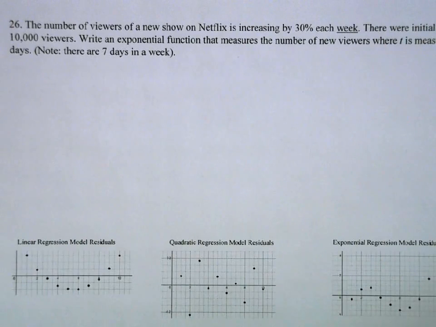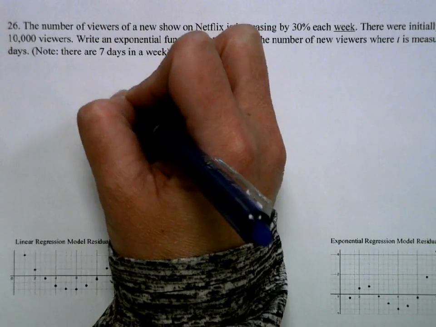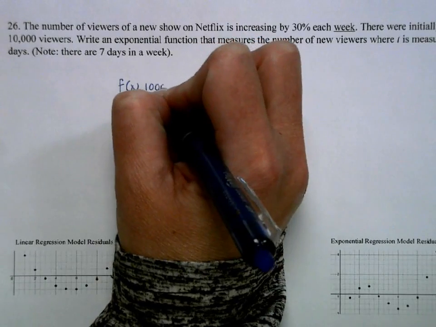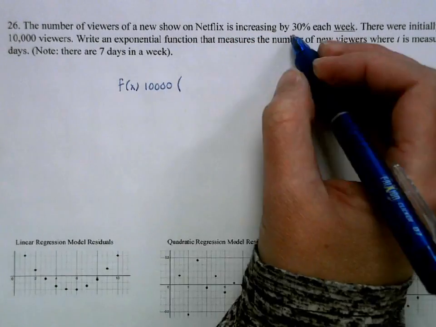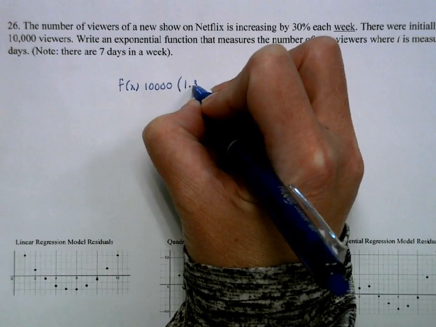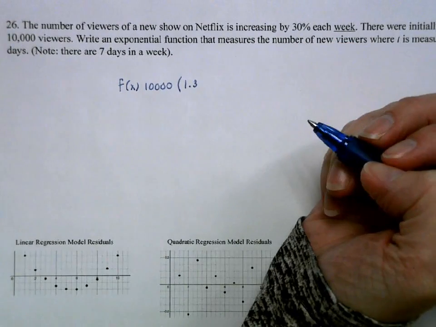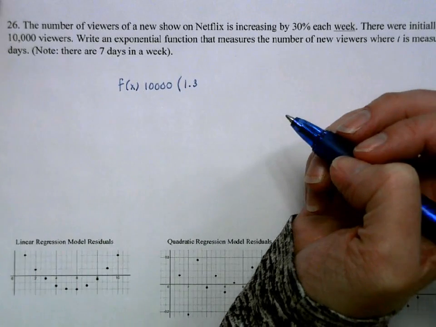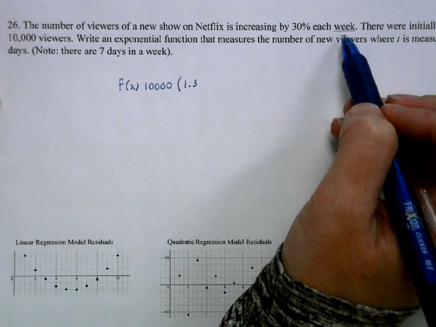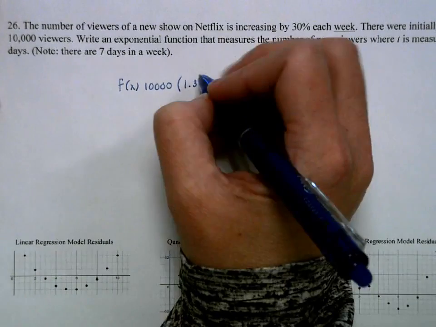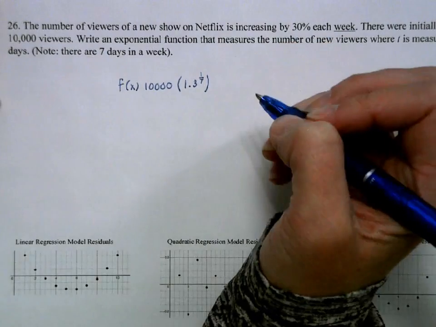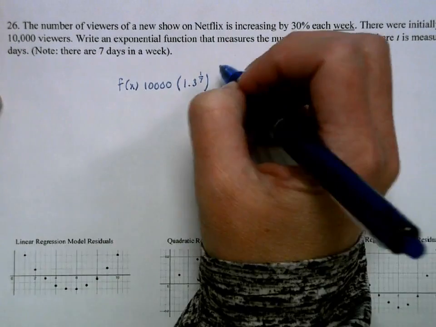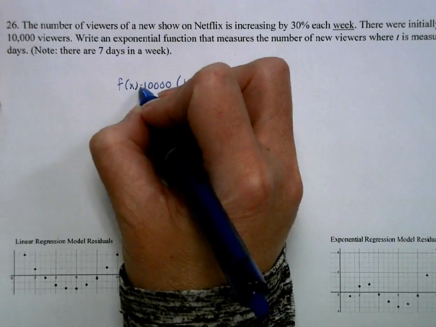So we're going to have our starting value of 10,000. The base, we're going to start with 1.3, but it's that 1.3 per week. So if we're looking at each day, what portion of this are we going to have? It's going to be to the 1/7, because we get 1/7 each day that week. So f of t is 10,000 times 1.3 to the t over 7.